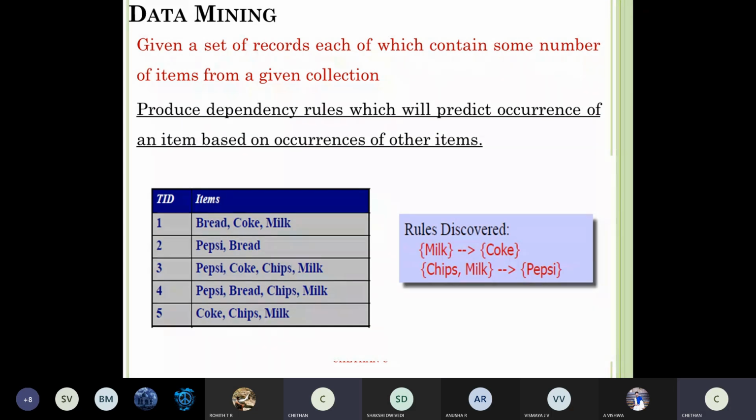So what can be done? How can it be done? It can be done using these two rules. How did I make out these rules? Well, very simple. You look into the first item. It talks about bread, Coke, milk.